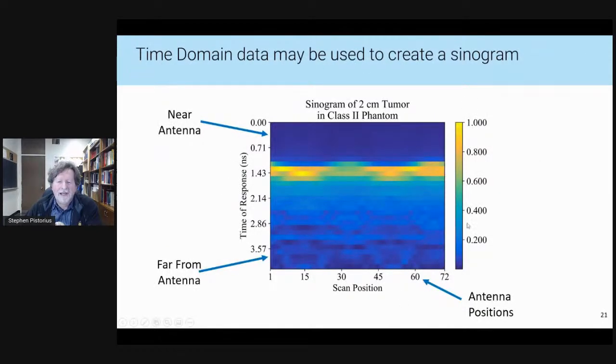The sinogram is effectively a map in the time domain of the response from the tumor as a function of the scan position and where the antenna is in its rotation around the breast, and as a function of the time response, or effectively the depth at which this occurs in the breast. This being nearest to the antenna, and so reflections at the point here will be closer to the antenna than reflections from further down within the breast structure. And we will analyze this data to allow us to extract the necessary information to give us an image.